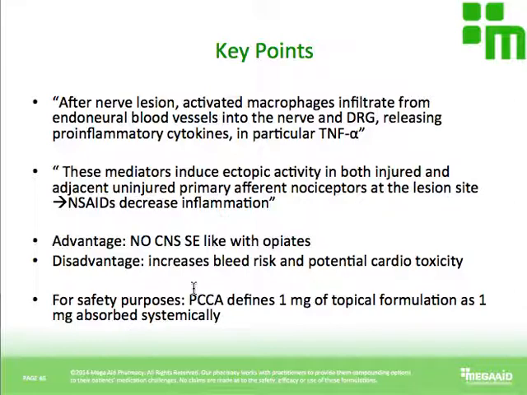For safety purposes, BCCA is going to define 1 milligram of topical formulation as 1 milligram absorbed systemically. And we know that's not true. We know that the bioavailability of topical non-steroidal anti-inflammatory drugs is nowhere near the bioavailability of oral drugs, right? We've seen studies where ketoprofen bioavailability is estimated to be about 20% topically, but at the same time, for legal purposes, if you have a pregnant patient and the patient was prescribed a topical NSAID, how do we estimate what's the exact quantity, what's the exact percentage of that NSAID is going to get into her bloodstream?